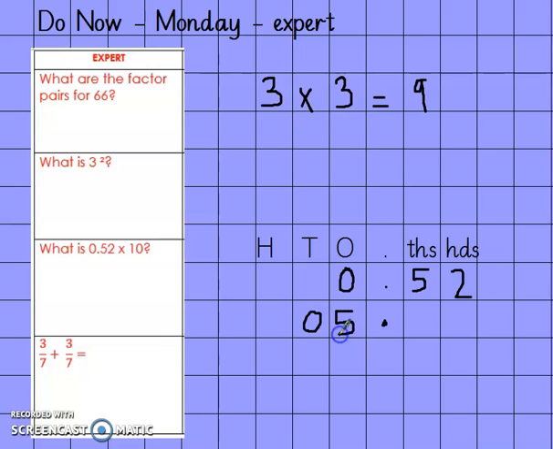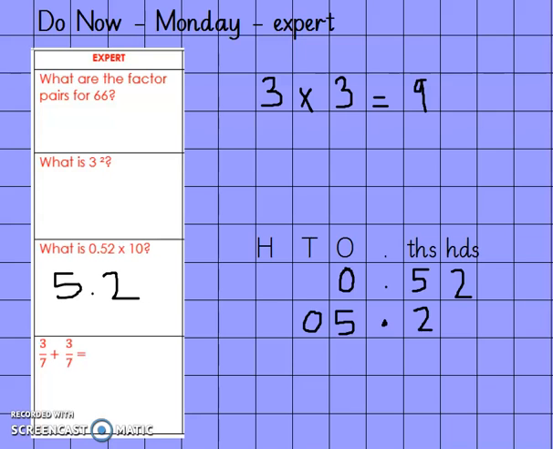I'll have 5 ones. And I'll have 2 tenths. As you can see, the decimal point never changes, but all the digits have moved one place to the left. So now my number is 5.2, and that should be here.